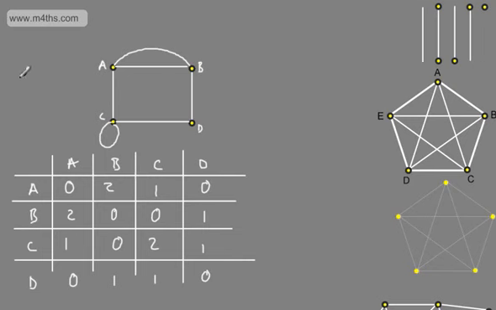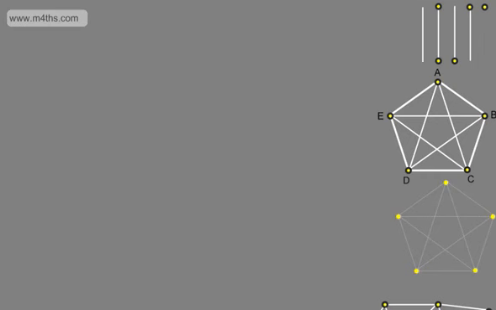So this now is called an adjacency matrix. And that's all we're doing is looking at the different ways we can get from one vertex to the next. Okay, let's look at another one.